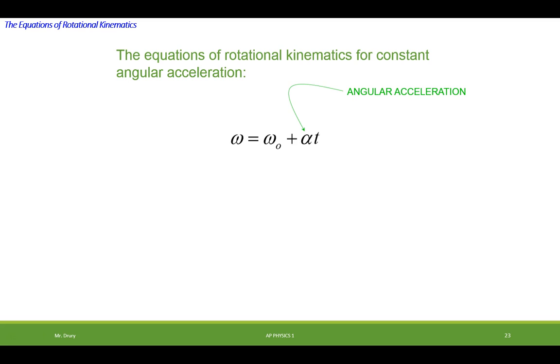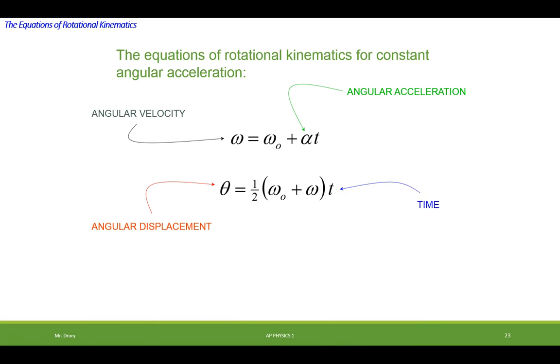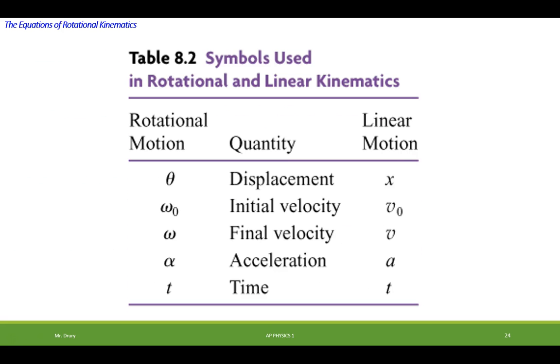Okay, so let's look at it a little closer. What is this equation using? Well, it's using angular terms, and alpha is the angular acceleration, omega is the angular velocity, theta is the angular displacement, and time, once again, is still time. And here are the other two equations. Really they're the same equations, but we're just replacing linear terms with angular terms: displacement x with theta, velocities with omegas, accelerations with alpha, and time with time.